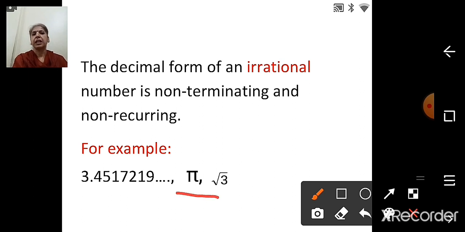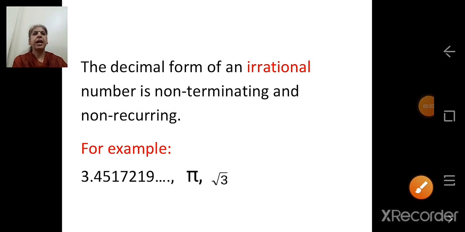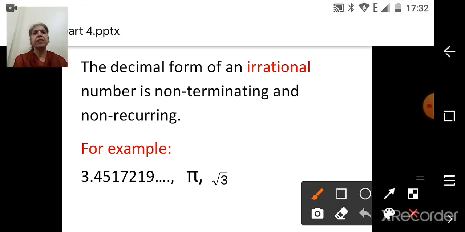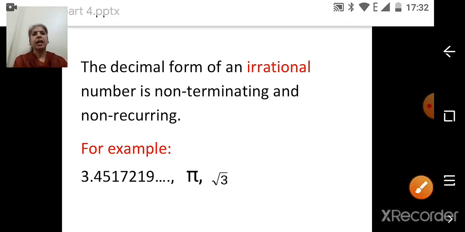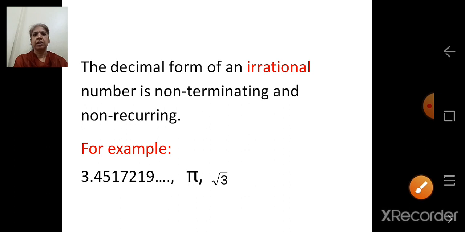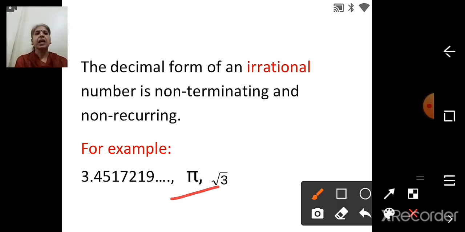Even pi. Where have we studied about pi? We have studied about pi in the area of a circle. What is the formula to find the area of a circle? It is pi r square. And we have also studied circumference. The formula to find circumference is 2 pi r. So pi is an irrational number. But for calculation purposes, we take pi as 22 upon 7 or 3.14. So 22 upon 7 is a rational number, and even 3.14 is a rational number. But pi, which is a Greek letter, is an irrational number.